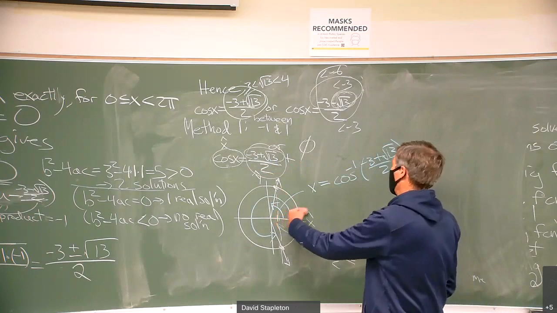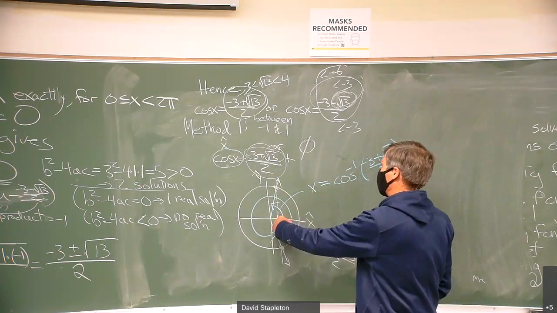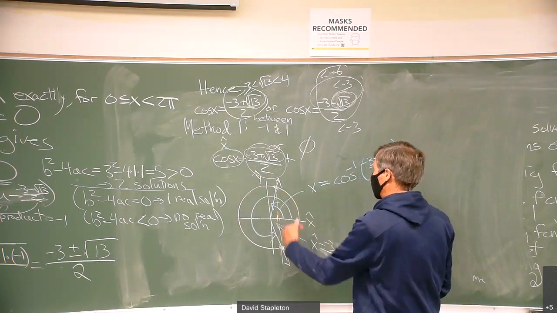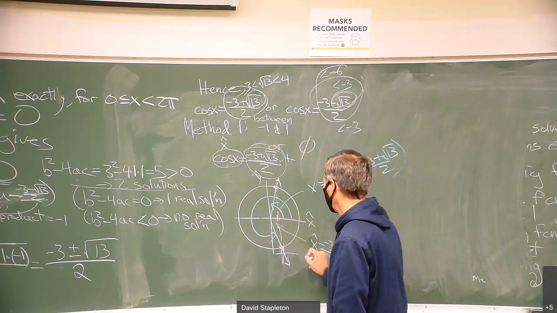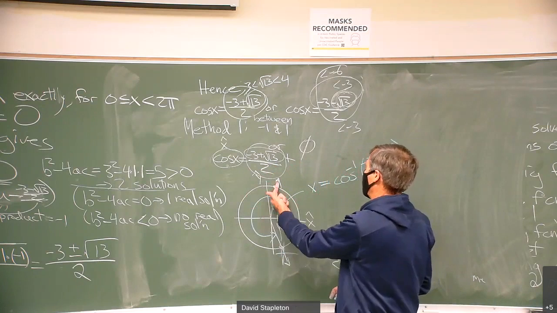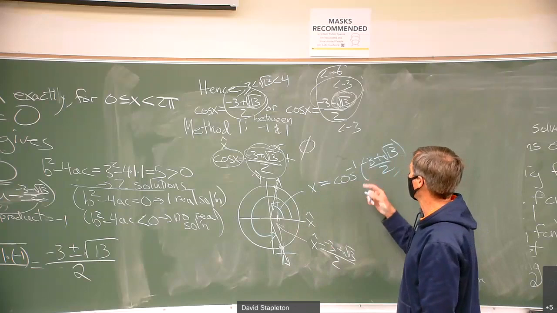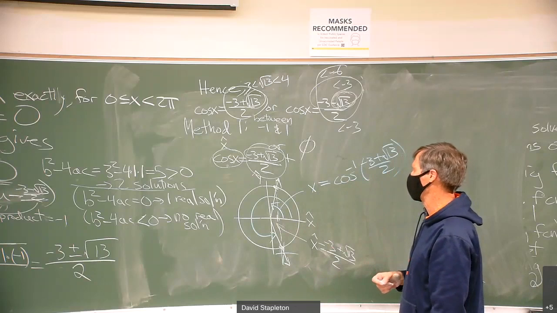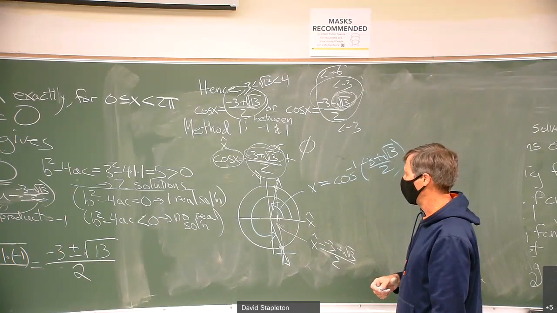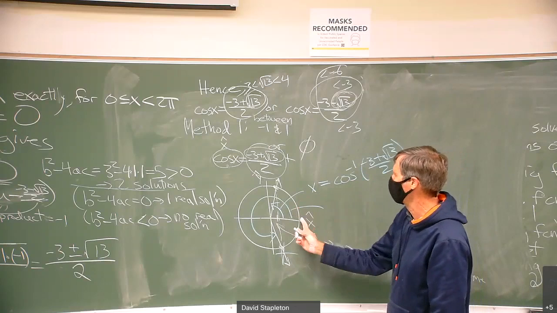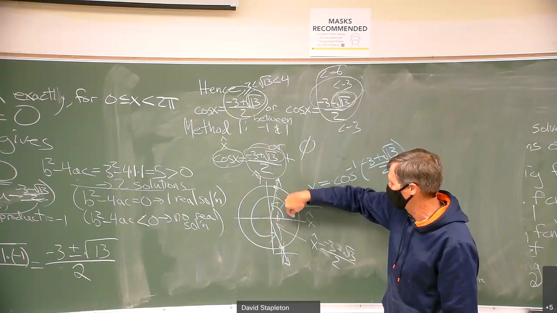Arc cosine always gives you a number between 0 and pi. So it's not this one. It's between 0 and pi. It's this angle. This angle, one solution, is x equals arc cosine of (minus 3 plus square root of 13) over 2. That being the case, what's this other angle here that goes all the way around but short?